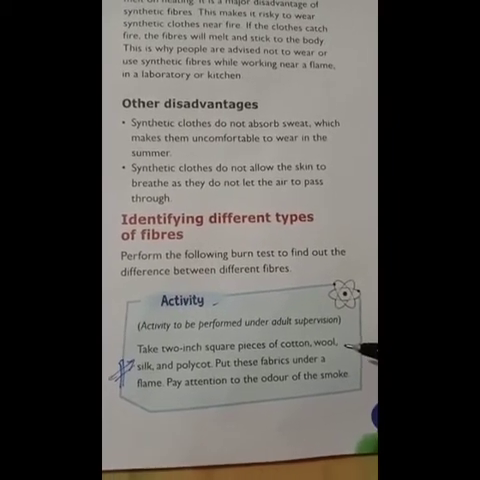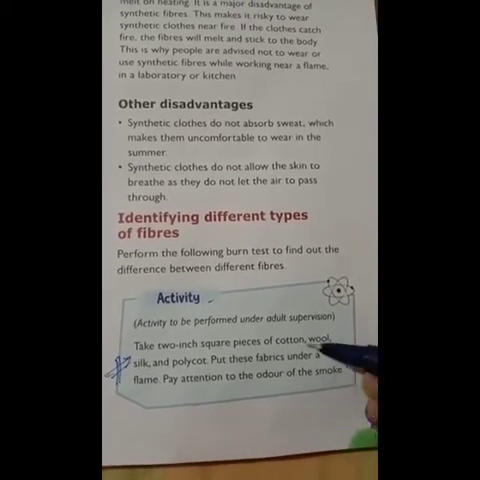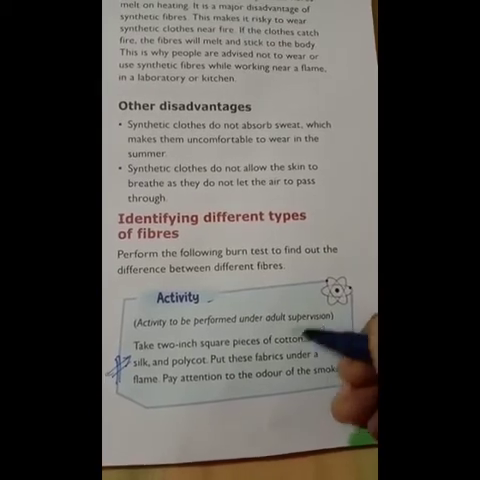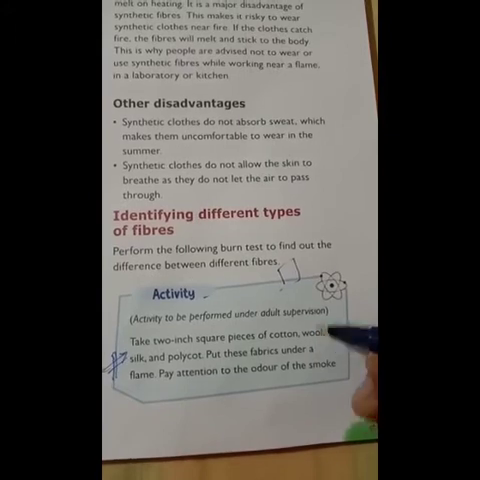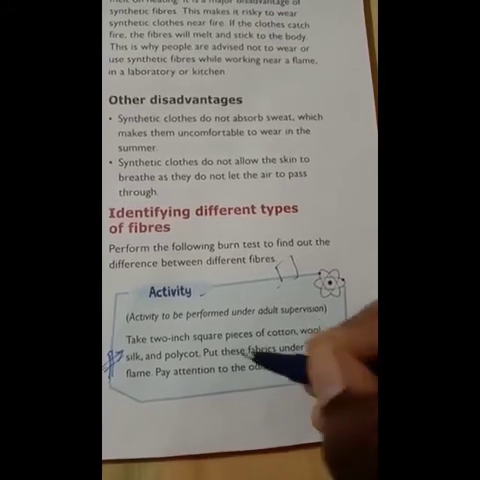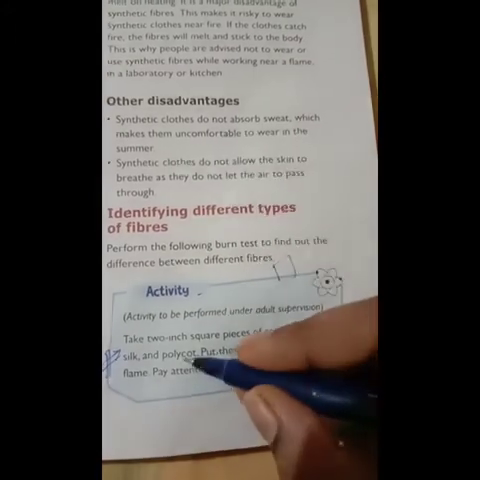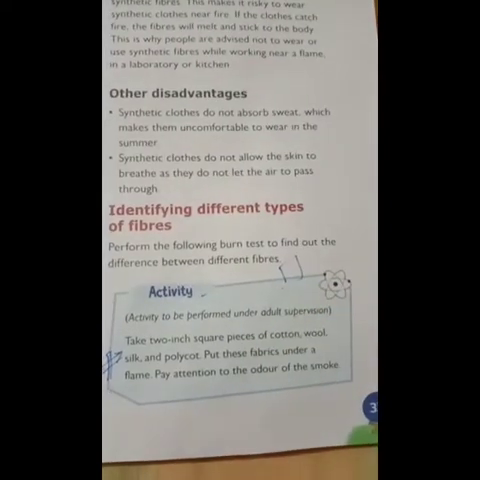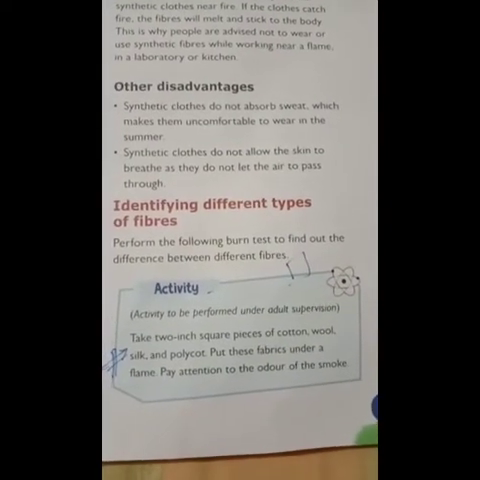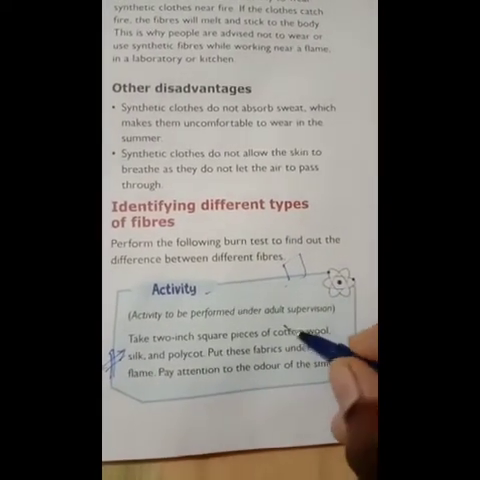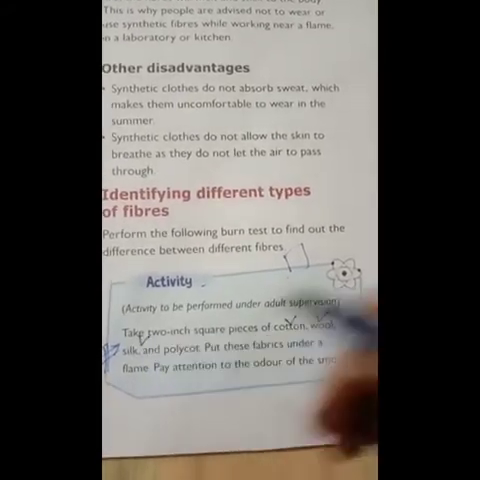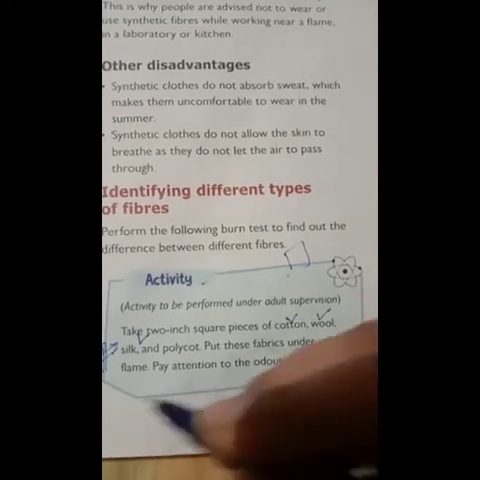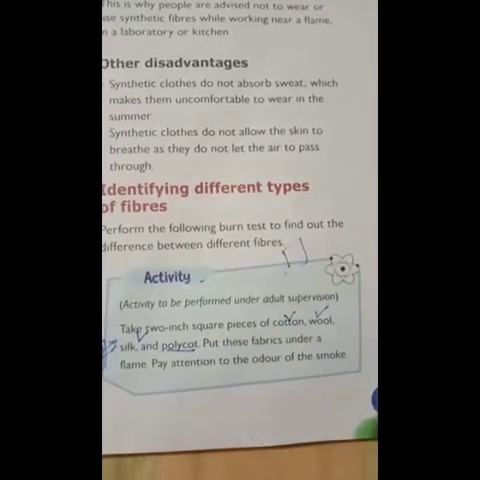We need to take a 2-inch square piece of cotton, wool, silk, and polycot. So what is polycot, children? It is a combination of polymer as well as cotton. Cotton, wool and silk are said to be natural fibers. So polycot is a polymer.